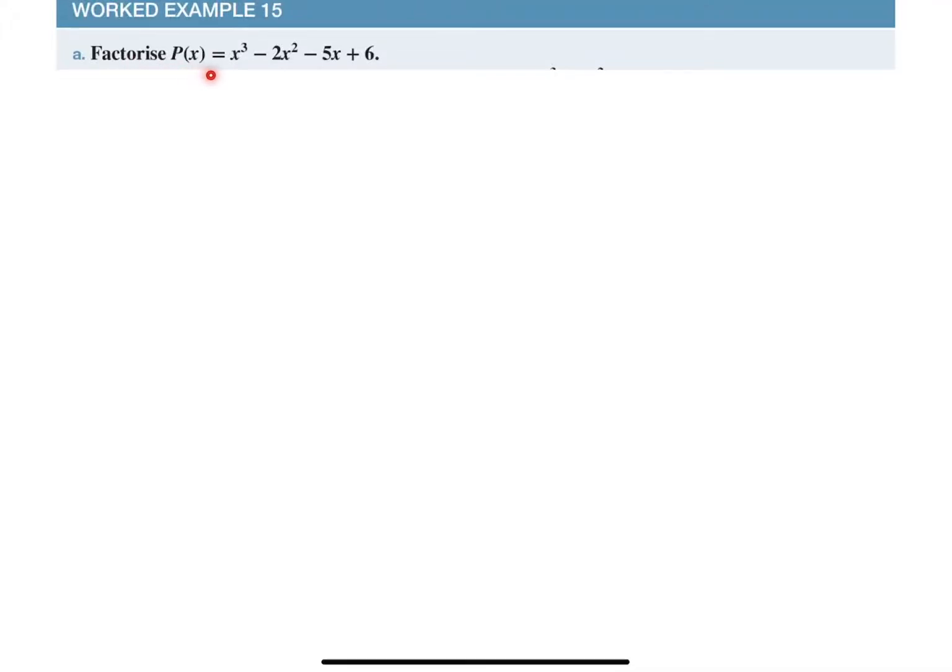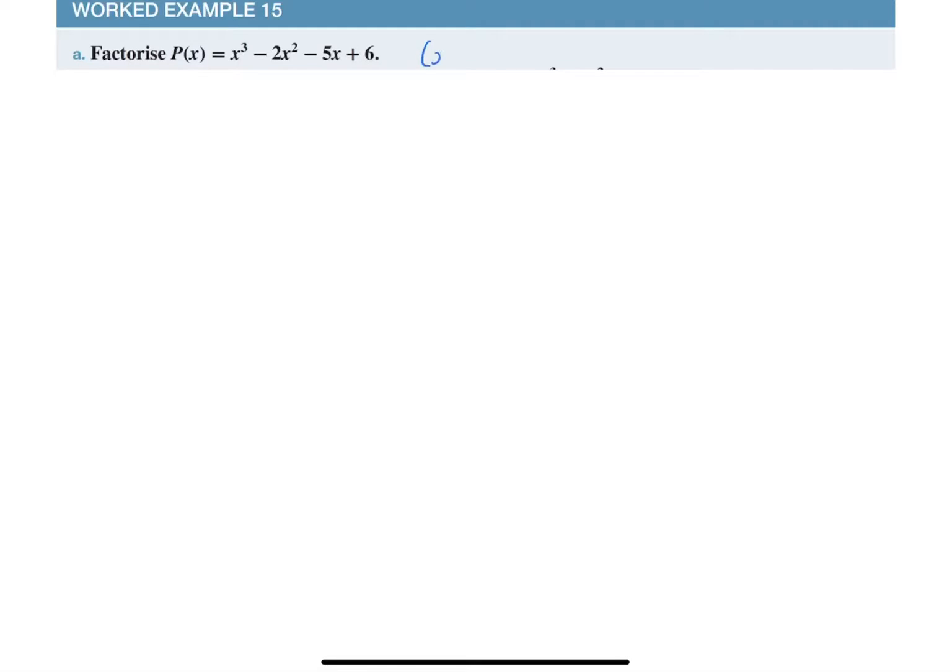Factorize P(x), where it's x cubed minus 2x squared minus 5x plus 6. So we're going to assume that there is at least one linear root. We're going to use our remainder theorem and factor theorem to find one of the roots, and we're going to do it by guess and check. But it's going to be a smart guess and check.